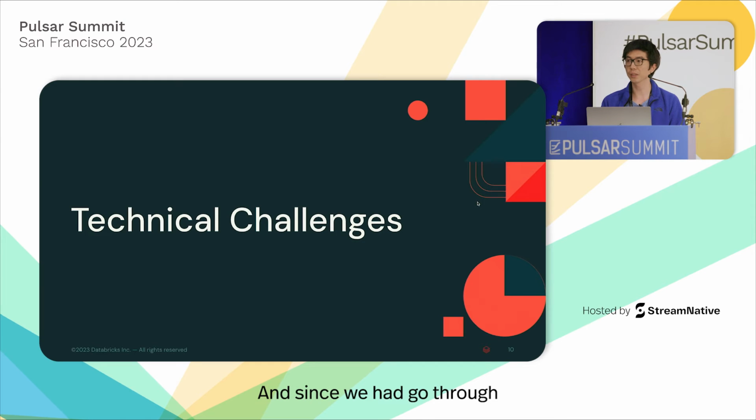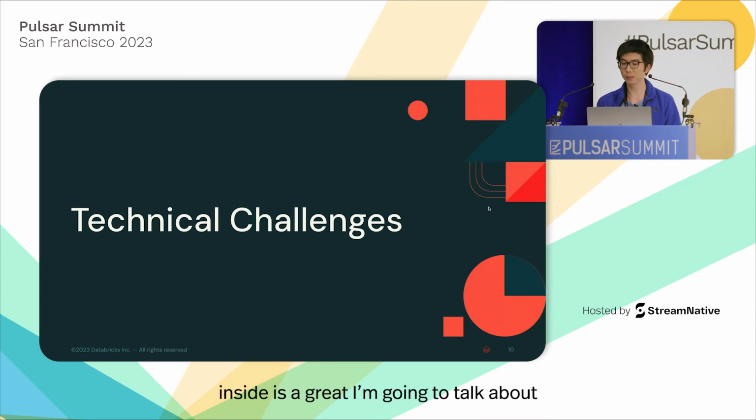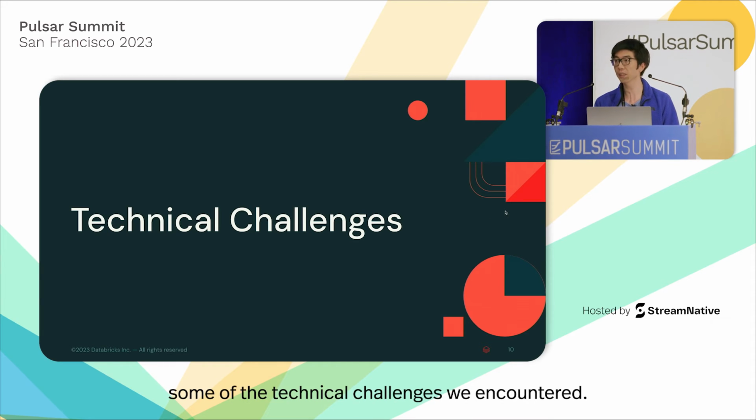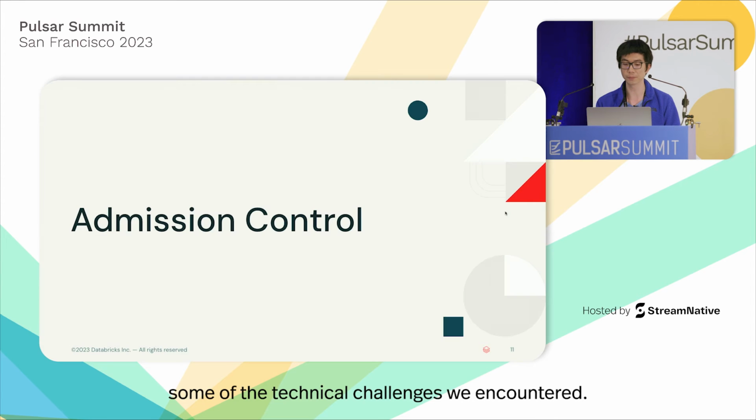Since we have gone through the user journey for the Pulsar connector inside Databricks, I'm going to talk about some of the technical challenges we encountered. One of the major features asked for by our customers is admission control. It is used for doing rate limiting for the Pulsar data source.